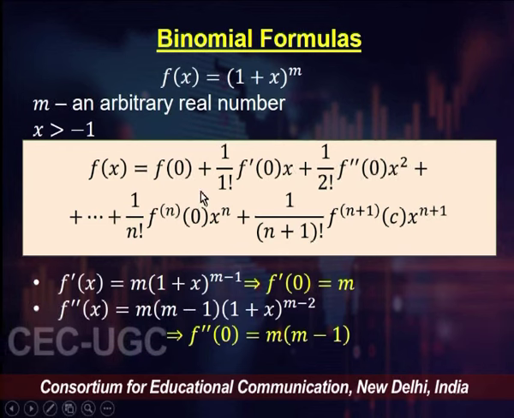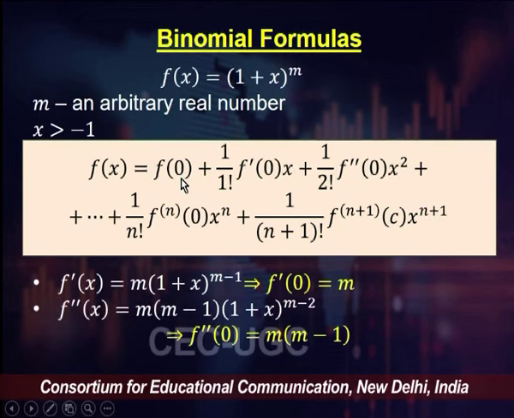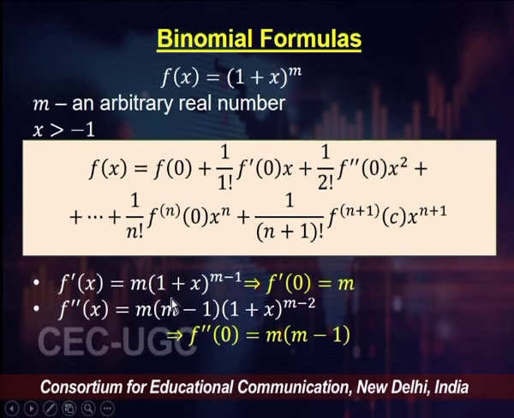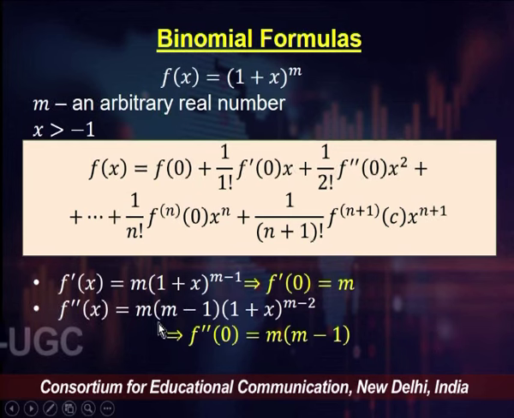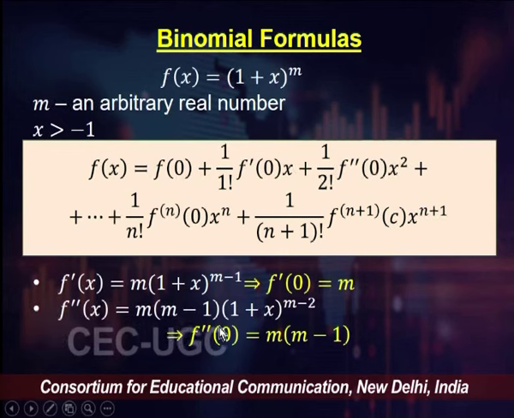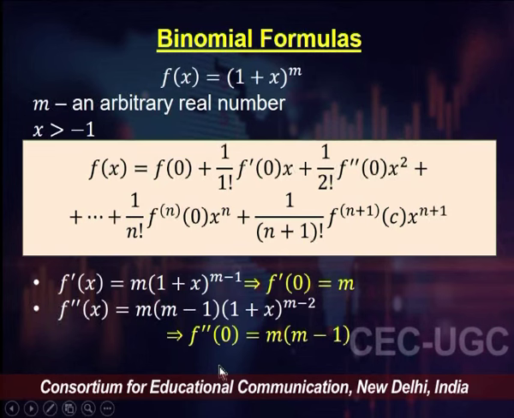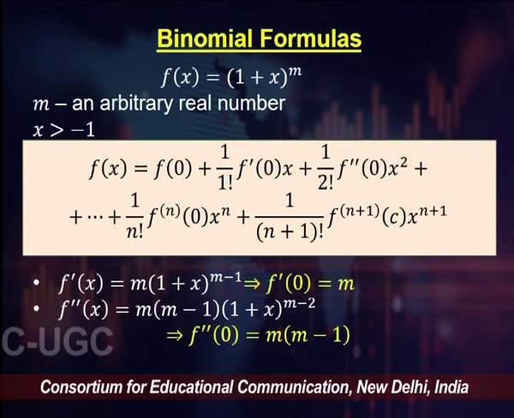So let's quickly do our calculations. What is f of 0? f of 0 is 1. For f prime at 0, we'll first look at f prime of x, which is m times 1 plus x to the power m minus 1, which implies that f prime at 0 is m. Similarly, f double prime of x is m times m minus 1 times 1 plus x to the power m minus 2, which then gives us the second derivative evaluated at 0 as m times m minus 1.